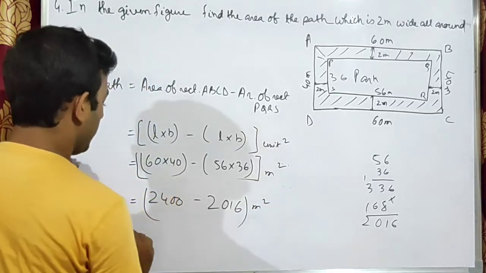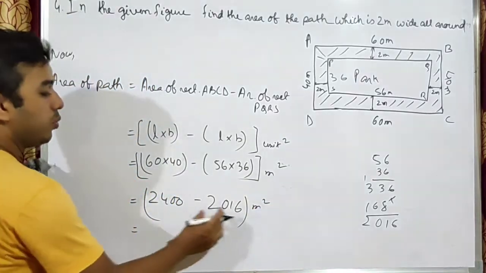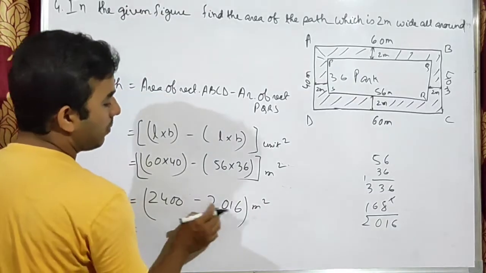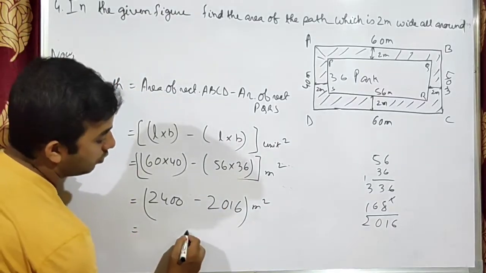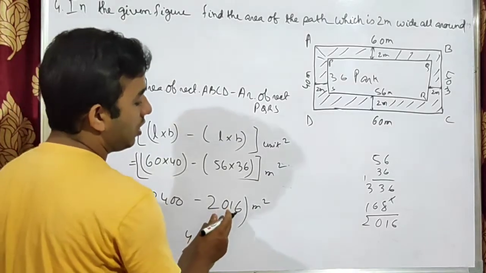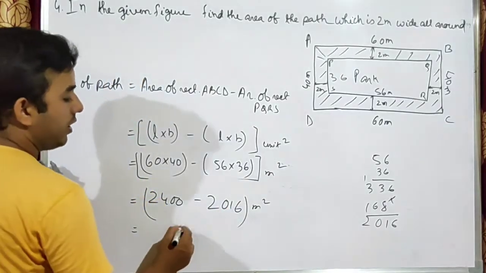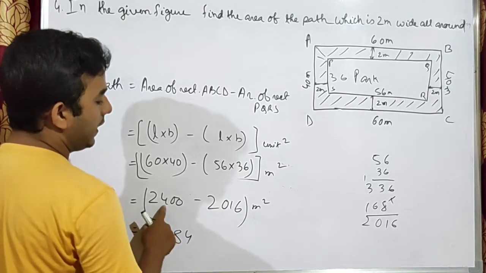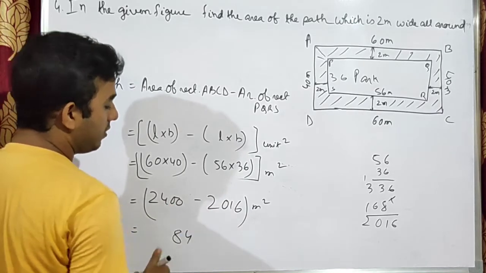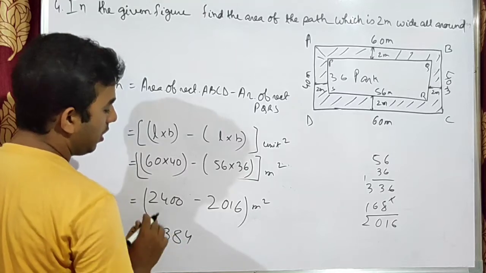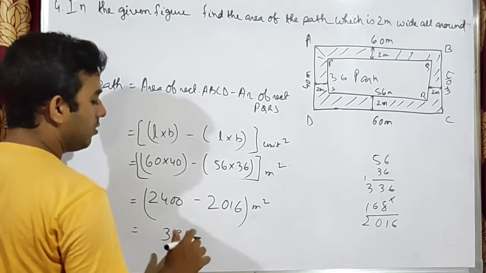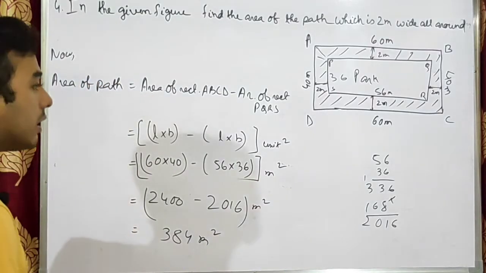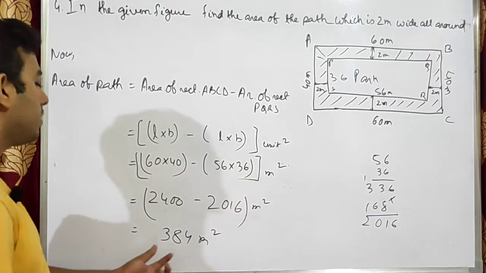Meter square. Now if I subtract 2016 from 2400, what will be the result? Look, 10 minus 6 is how much? 4. Then 9 minus 1 is what? 8, isn't it? And then here left 3. 3 minus 0 is 3, and here 2 minus 2 is 0. So it will be 384 meters square. Clear? That is the area of the path. What is it? Area of the path.